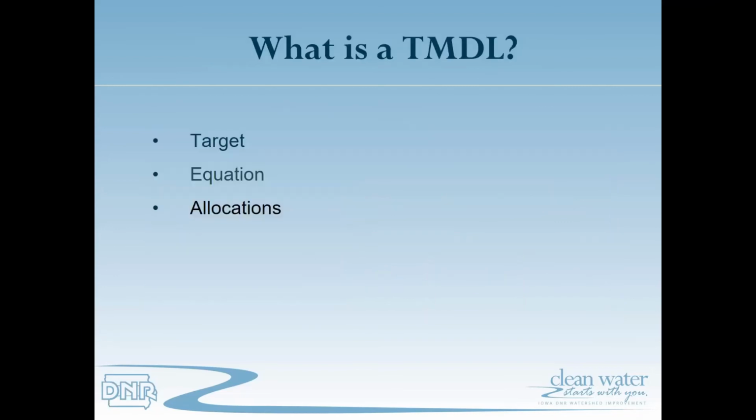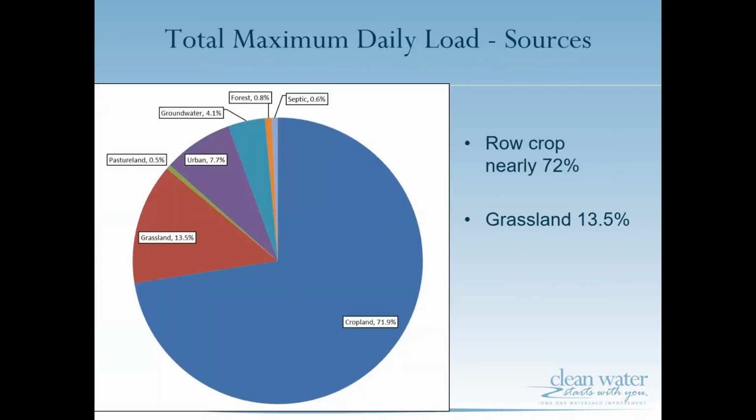So we have our target, we have our equation. That's useful for the document itself, but if we allocate that, then it'll be useful for stakeholders in the watershed. So if you look at allocations of total phosphorus contribution to Orient Lake, we see that nearly 72% of it comes from row crop, with smaller contributors from grassland and urban contributions as well. But the main point here is that row crop has nearly 72% of the total phosphorus contributions to the lake. So we really want to pay attention to how we can lower that and get the most bang for our buck when we talk about implementation planning and best management practices.